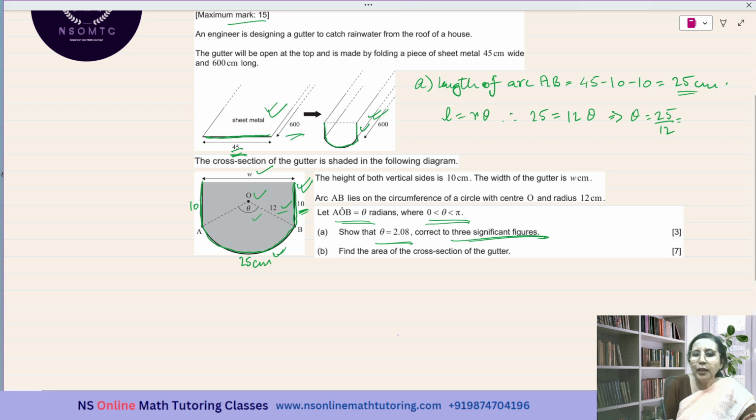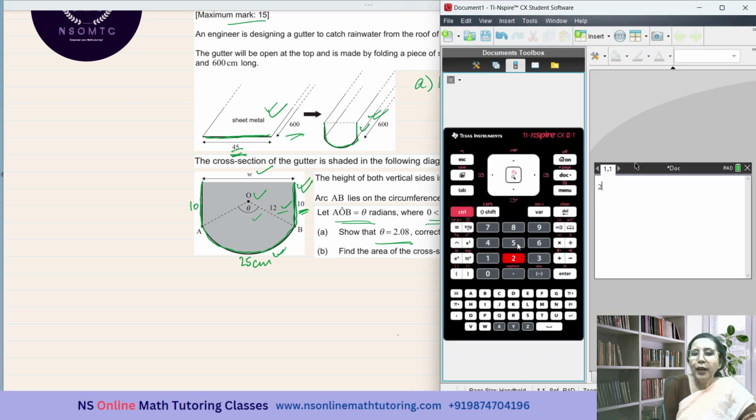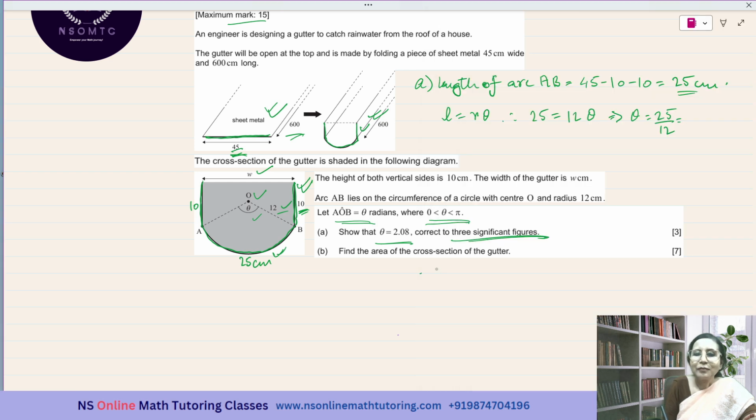And we will be using the calculator. So it is 25 divided by 12 equal to, in decimals, 2.08 and a series of 3's. So up to 3 significant figures, it will be 2.08. So therefore, this is equal to 2.08 correct to 3 significant figures. This is shown.